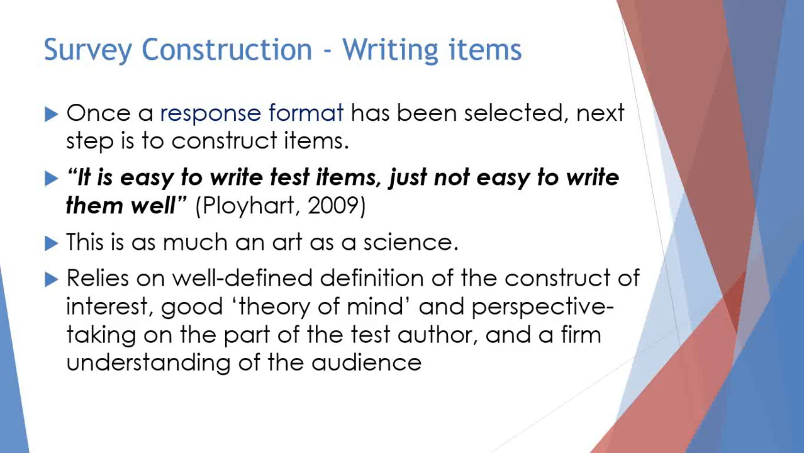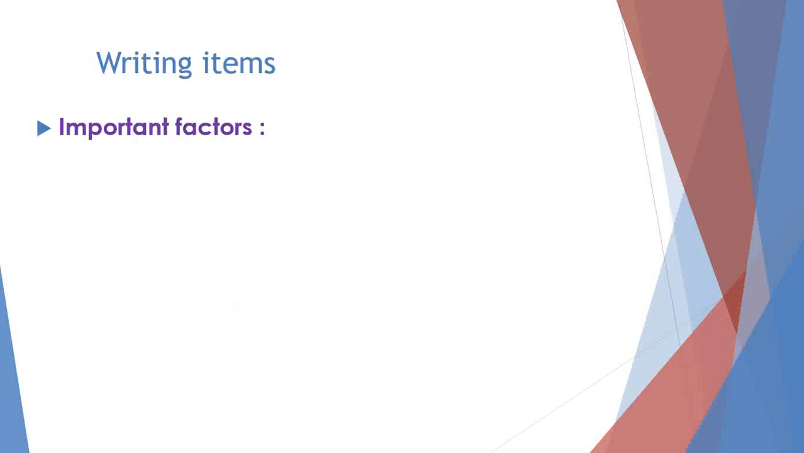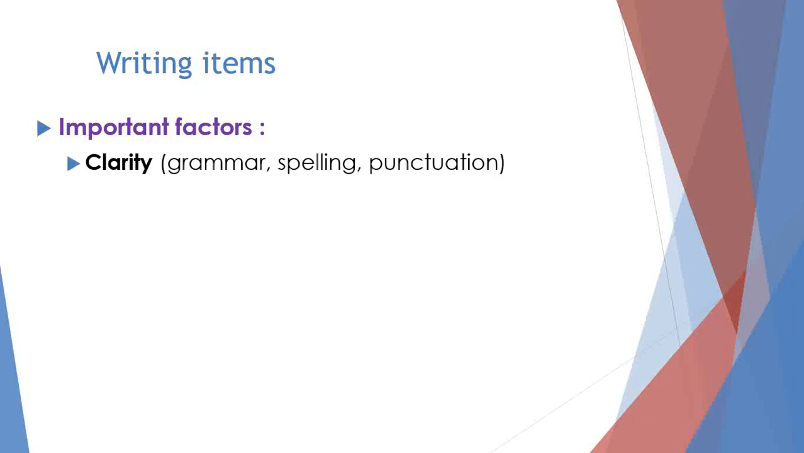But it does rely on a well-defined definition of the construct of interest so that you're not accidentally tapping other constructs when you're writing the items. And this will be particularly apparent when you do a factor analysis of your data after you've collected it back, and you'll find that that item just really didn't work. It also requires good theory of mind and perspective taking on the part of the test author. And you need to have a firm understanding of the audience you're going to be administering your survey to. So just a few tips on writing items, but these are covered in more detail in the Mitchell and Jolley reading that I'll put up a link to.